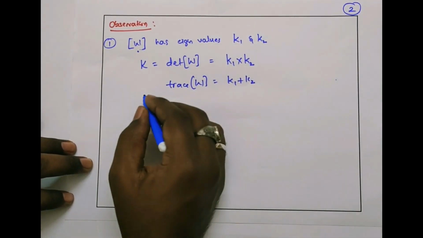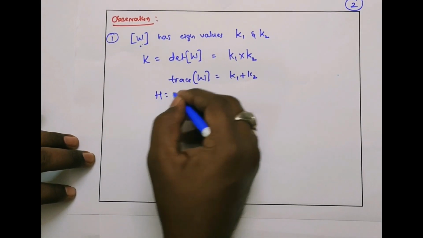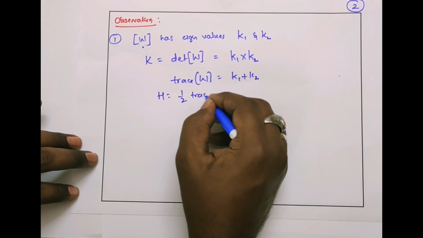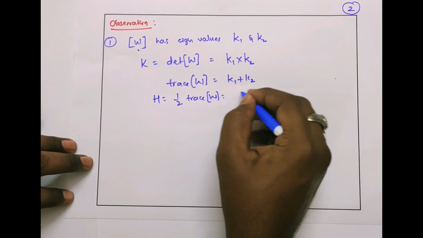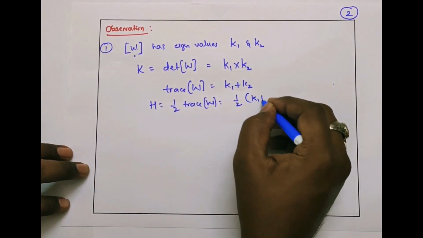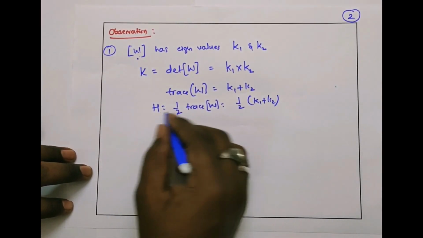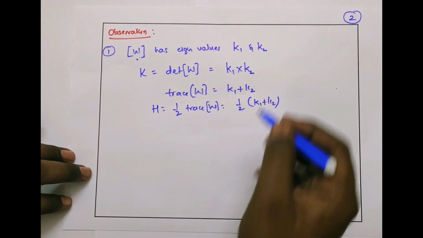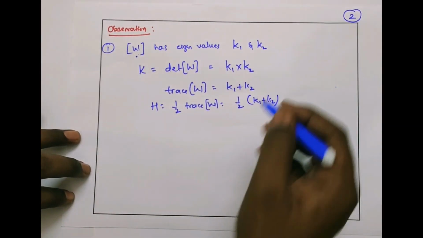But then we have defined our mean curvature to be half of the trace of the matrix, and therefore it will become half of the sum of the diagonal entries. So this will be the mean curvature in terms of our principal curvatures.